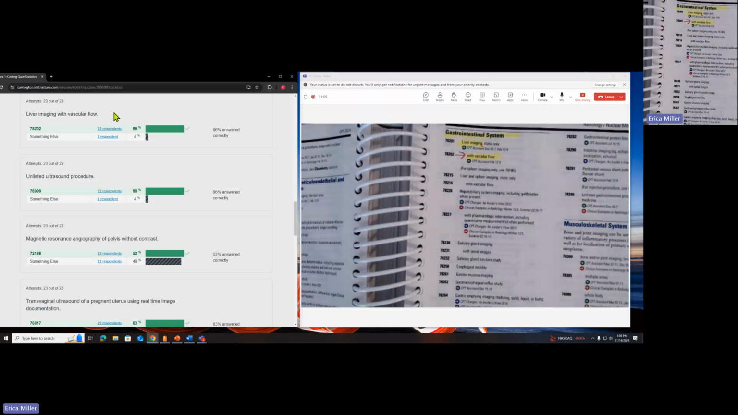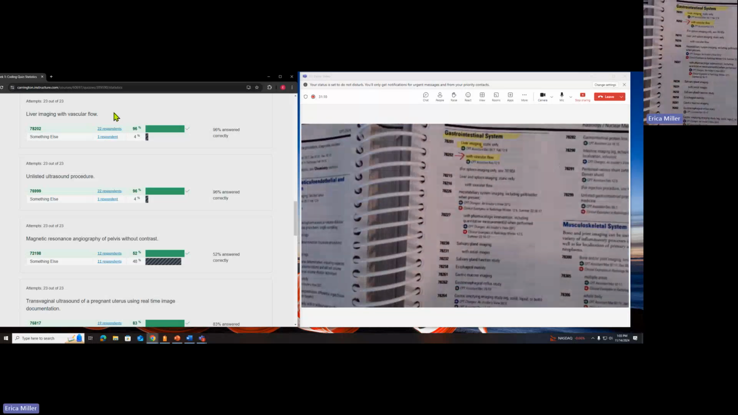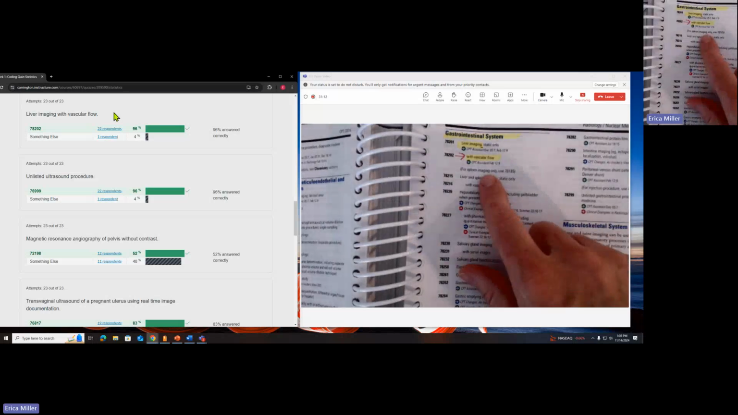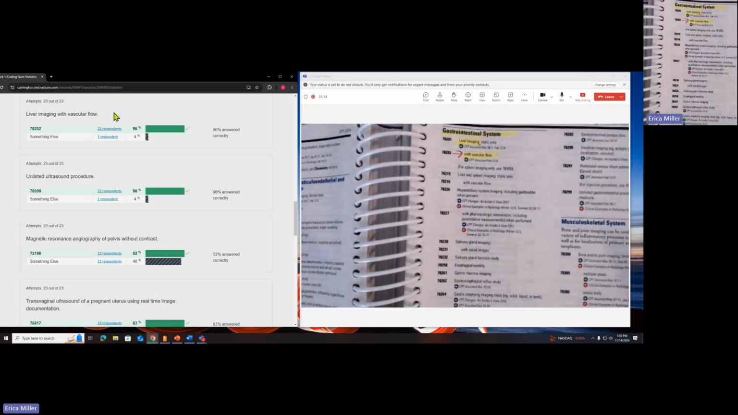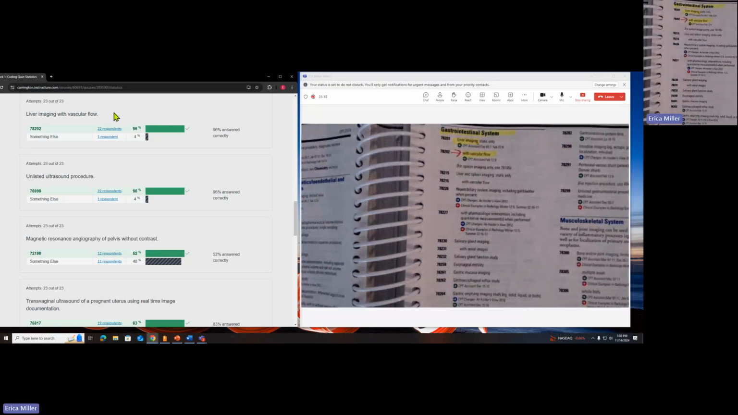78202. And then again, it gives you another parenthetical note. Always read these. So it's just talking to you. It's saying, hey, if they only did the spleen, then go look at this other code. That doesn't apply to us now, but again, future reference, pay attention to those parenthetical notes.